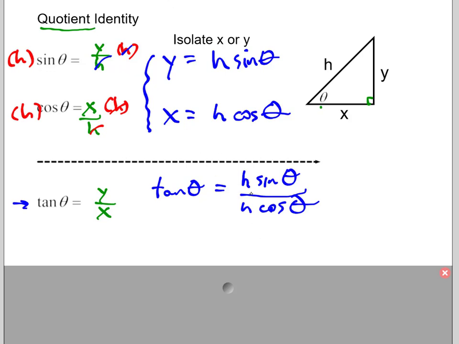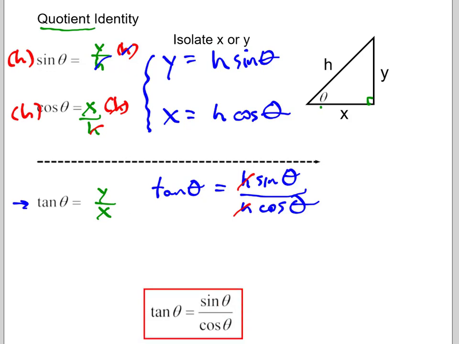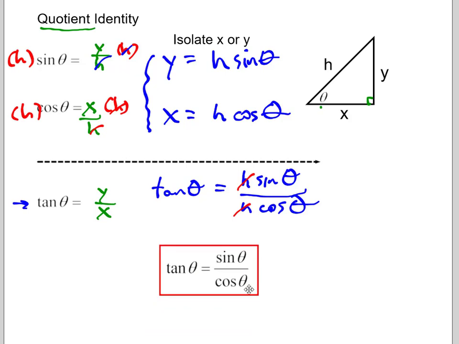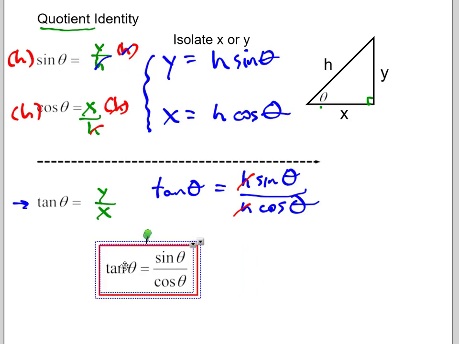Do they both have an h on top and bottom? So these h's will cancel. And what we've just generated is a new relationship called an identity, called the quotient identity, and it is tan theta is equal to sine over cos theta. So this is a true statement, and you're welcome to test it. So anytime you see a tan theta, you can replace it with sine over cos.